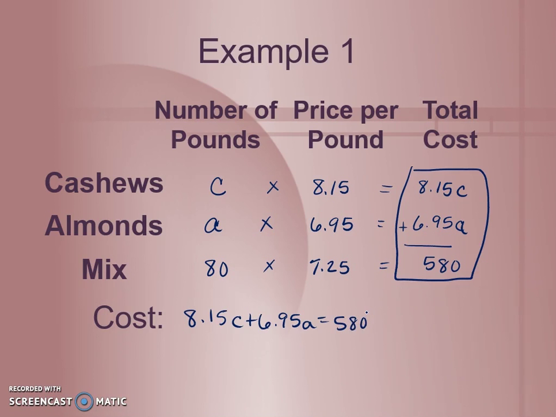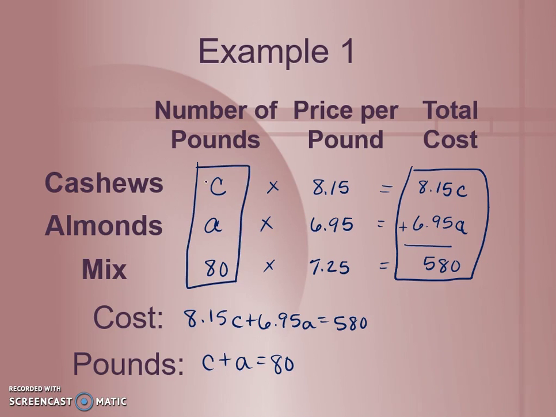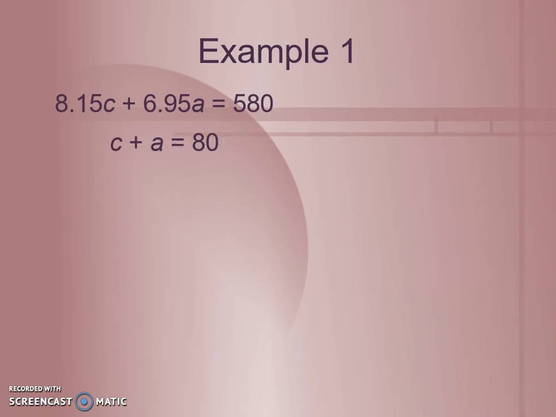And then our pounds equation. Our pounds equation will just be C plus A equals 80, because that's what we know so far. We can add those two columns down, just like that. So let's go ahead and solve this one together. You can either solve it ahead of time or work along with me.